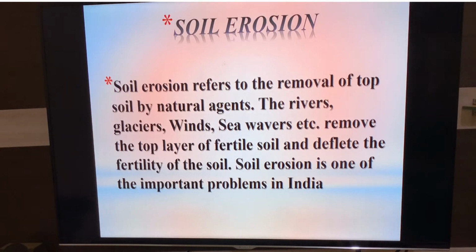to soil erosion. So first thing is, what is soil erosion? A removal of topsoil by natural agents. Who are these natural agents? River, glacier, wind, sea waves. They remove the top layer of soil. That is, top layer means fertile soil. And the soil is important for agriculture purpose. So it is important. So we are facing a problem of soil erosion.